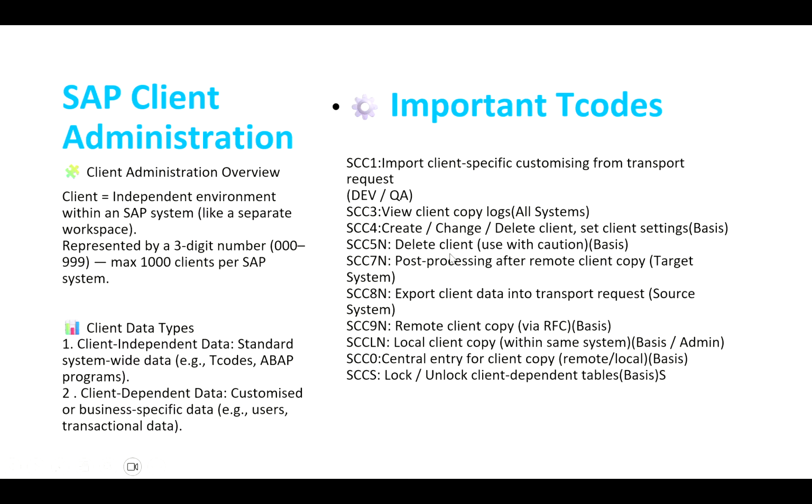If you want to delete a client, use it with caution, basis. Earlier SCC5 was there, now an N is added. It's a new, advanced version T code, like how we have SCC16, an old T code, and now SCC16N is added. Something like that they have added; N represents the new T code. These are all the T codes which you use during client administration.